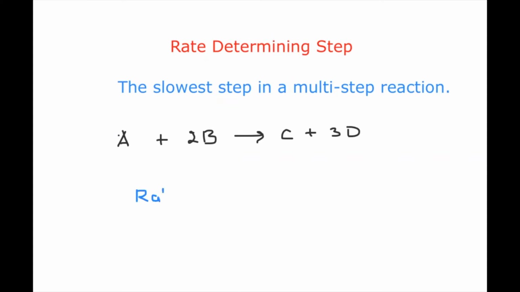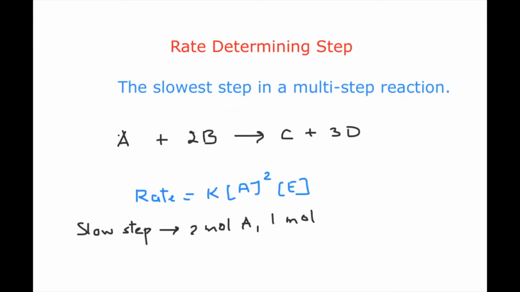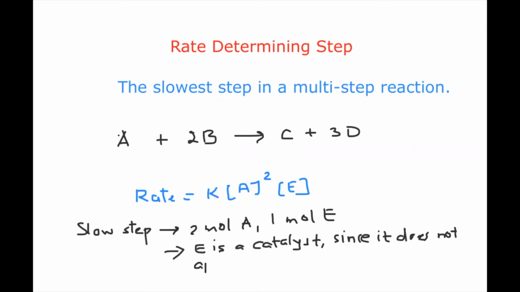And let's say the rate equation for this reaction is rate is equal to k, [A] to the power of 2 multiplied by [E]. So what does the rate equation actually tell us? The first thing it tells us is that the slow step of the reaction involves 2 moles of A and 1 mole of E. And it also tells us that E is a catalyst because it appears in the rate equation but doesn't appear in the overall equation.